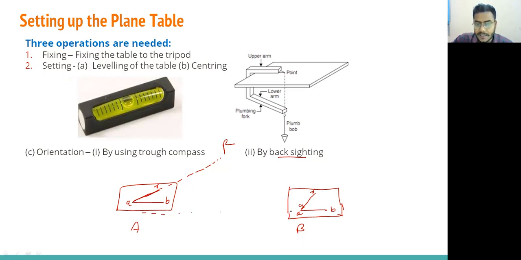We draw a line and keep the alidade at this position on the edge of the line A to B, and we look through the slit and wire. If we can see station A, it means the orientation is done. We can make sure that the orientation of the plane table at station B is the same as at station A.